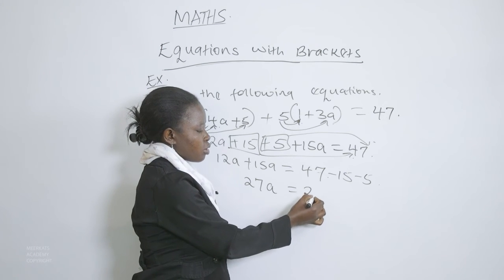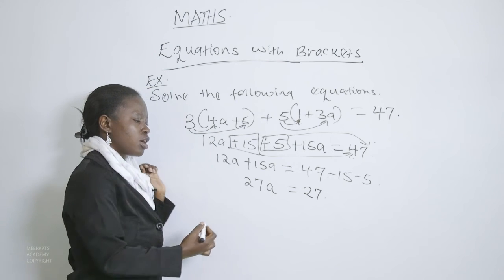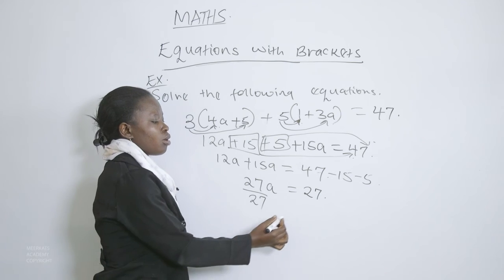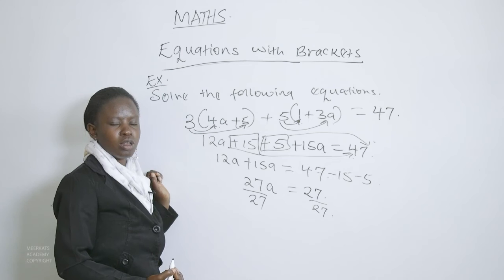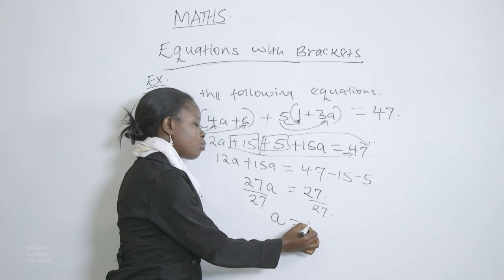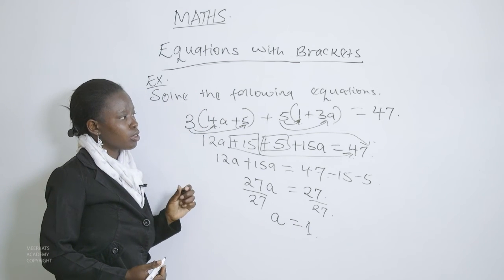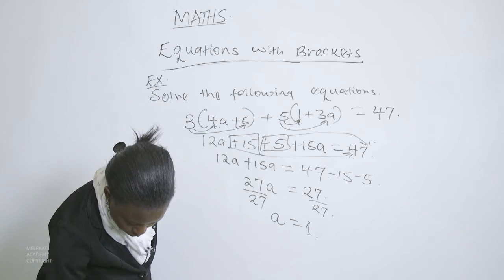will give us 27. So the value of a will be obtained by dividing by 27 on the left hand side, and on the right hand side divide by 27. So our value for a is simply 1. So the value for a in that equation is 1.